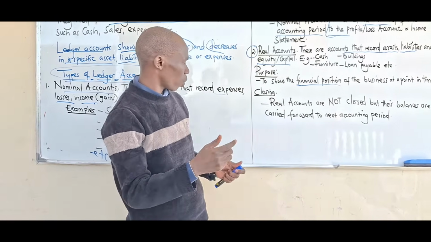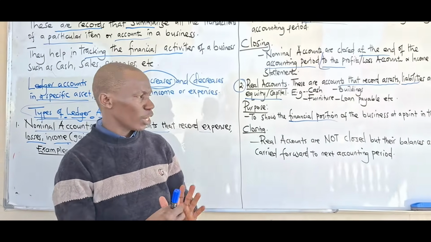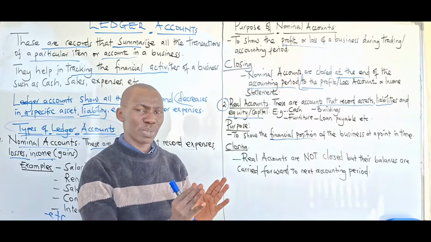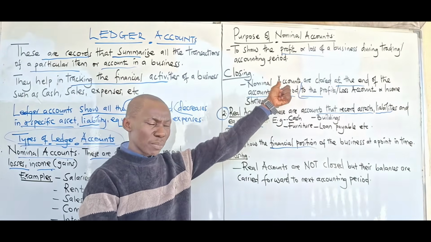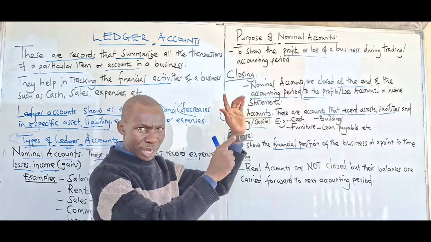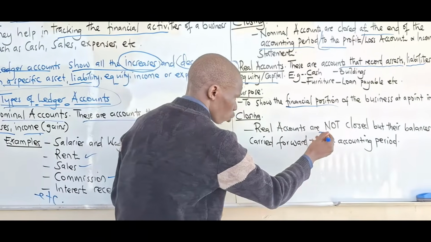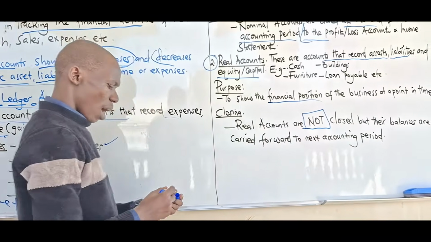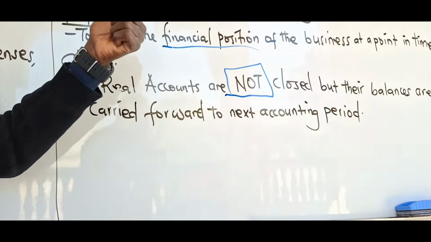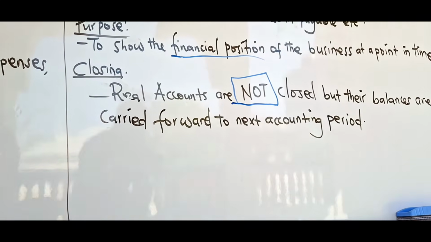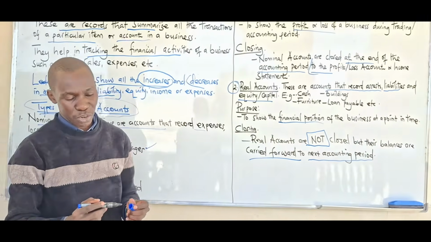The balance sheet is a statement that shows the financial position, which means we have to take these balances there as well. Closing: remember, under nominal accounts we have gross to profit or loss, meaning we take those balances for nominal accounts, record them in the income statement, and close them; we don't carry them forward to the next period. But for real accounts, we are not supposed to close them. We don't close, but rather we balance, and their balances are carried forward to the next period.